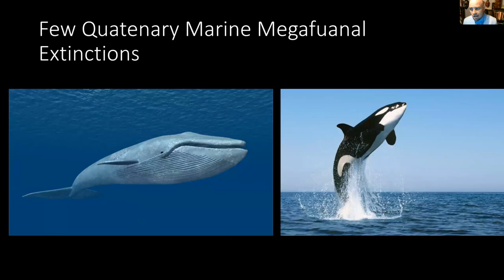And another question we can ask is, why aren't there extinctions of marine megafauna? We don't see those extinctions going along with the terrestrial ones. And certainly they would have been impacted by climate change. And as we talked about when we talked about the Ordovician Silurian extinction, changing climate conditions can have major impacts on sea life as well.